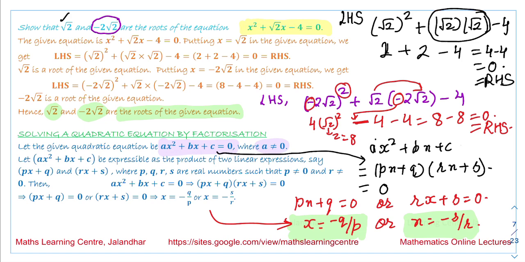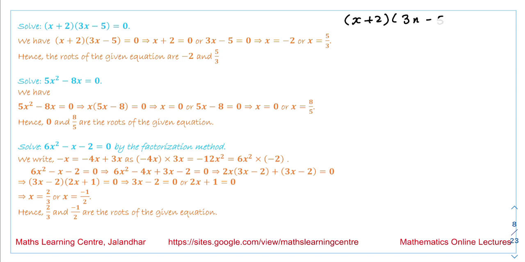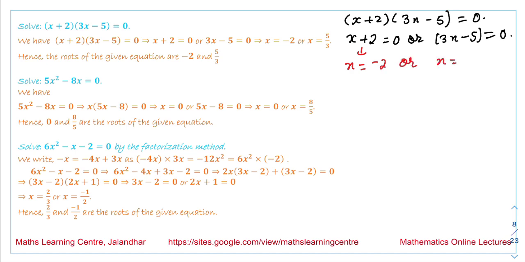So the first equation we have is x plus 2 into 3x minus 5 is equal to 0. If these are the two terms whose product is equal to 0, then one of these terms should be 0. So x plus 2 will be 0, or 3x minus 5 will be 0, or both of these can also be equal to 0. So from the first term, this gives us x is equal to minus 2, or this gives us x is equal to 5 by 3.